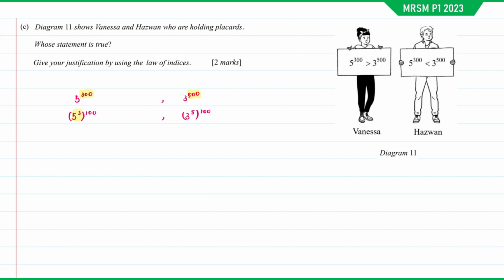Now, 5 cubed is equal to 125. And 3 to the power of 5 is equal to 243. So now, the powers of these two numbers are the same, but the base 243 is bigger than 125. Therefore, 125 to the power of 100 is less than 243 to the power of 100. This means 5 to the power of 300 is less than 3 to the power of 500. Therefore, the statement of Haswan is true.